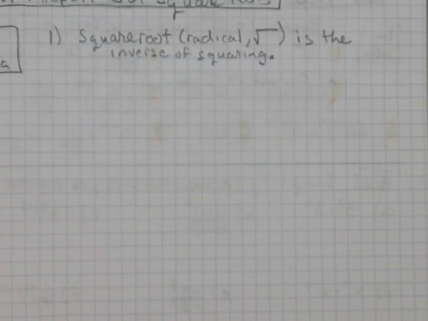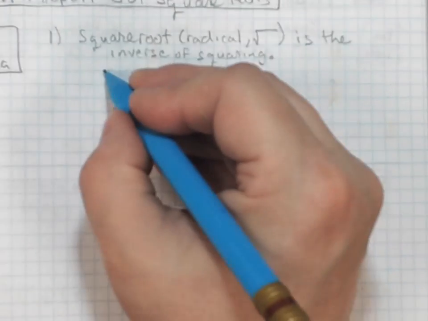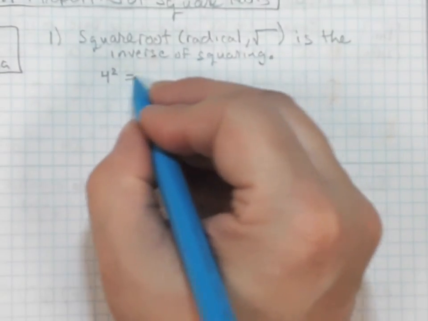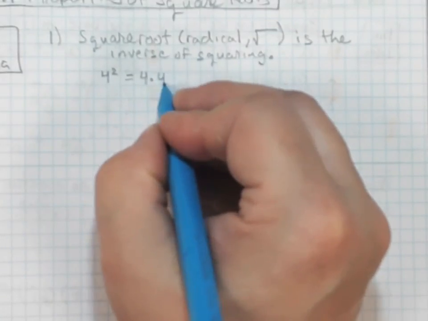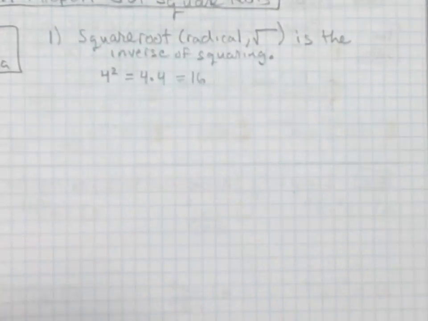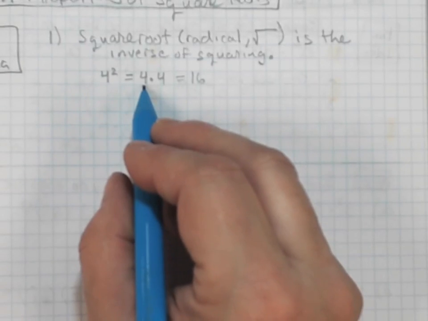Okay, so what does that mean? You want to think about what it means to be squaring a number. So for instance, if I write 4 squared, we are squaring the 4. That means we're multiplying it by itself, and that gives us the number 16. If I want to do the inverse of that, I'm going to square root it, and it will give me back the original number of 4.